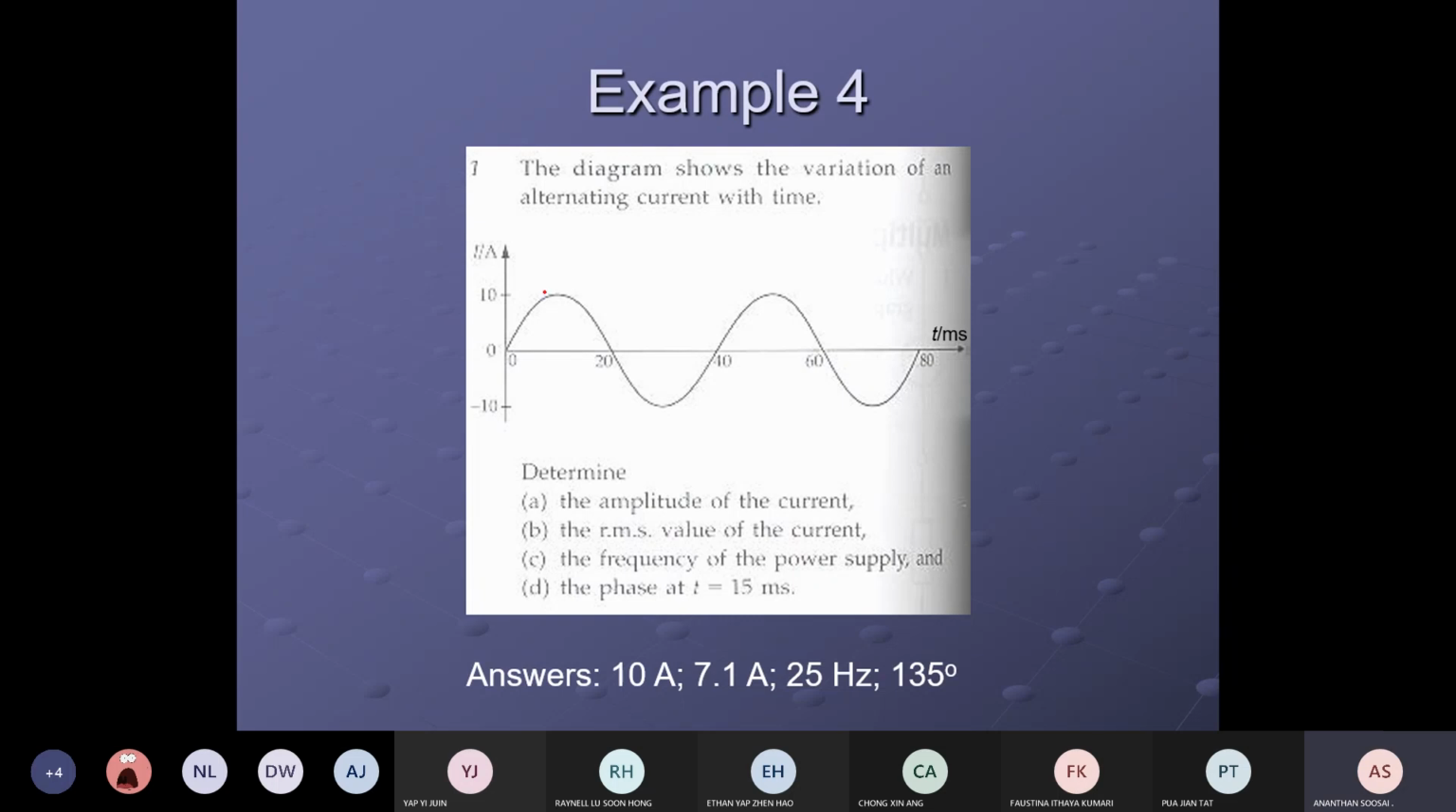There's an AC sinusoidal. The diagram shows a variation of an alternating current. Determine the amplitude. Determine the RMS value. Determine the frequency of the power supply. Determine the phase at 15 milliseconds. Phase is from 0 to 15, actually. What is the phase between 0 to 15? Yeah, correct.